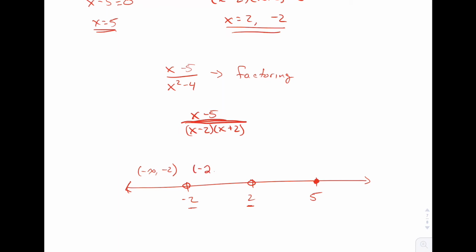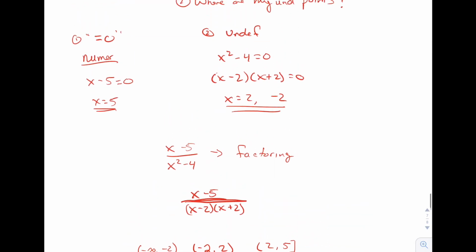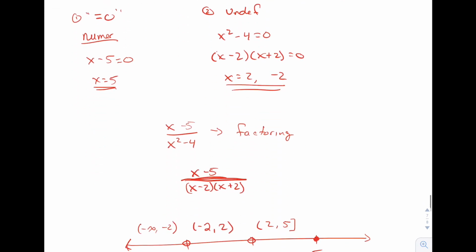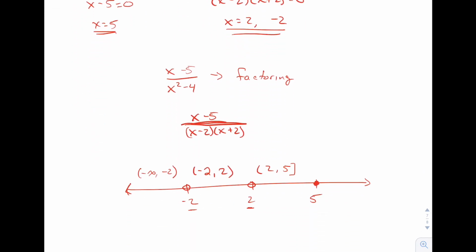Likewise, between negative 2 and 2, because those values of negative 2 and 2 are my undefined points, I want open parentheses around them. When I move from 2 to 5, I don't want to include 2, but because my inequality back up here is less than or equal to 0, I actually want to include the points that are equal to 0. In this case, I'm equal to 0 at 5, and then I want to go from 5 to infinity.